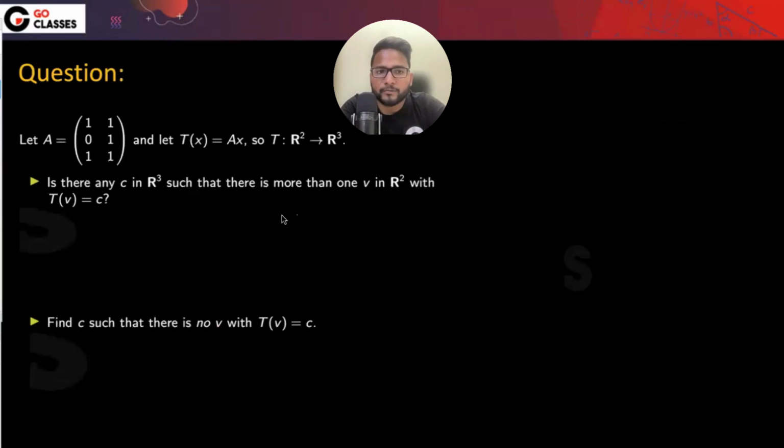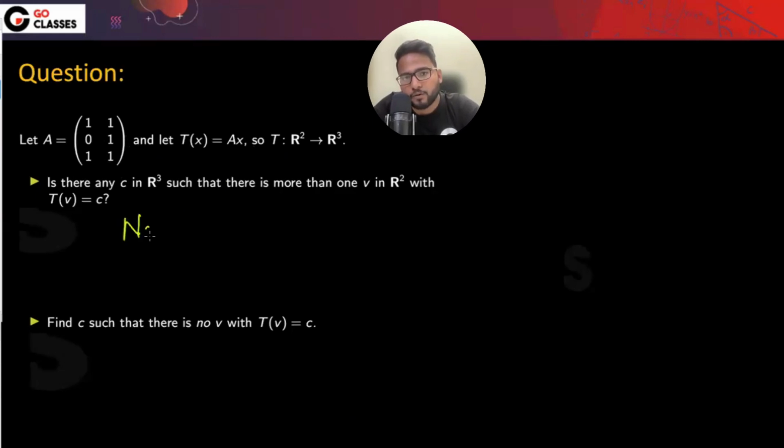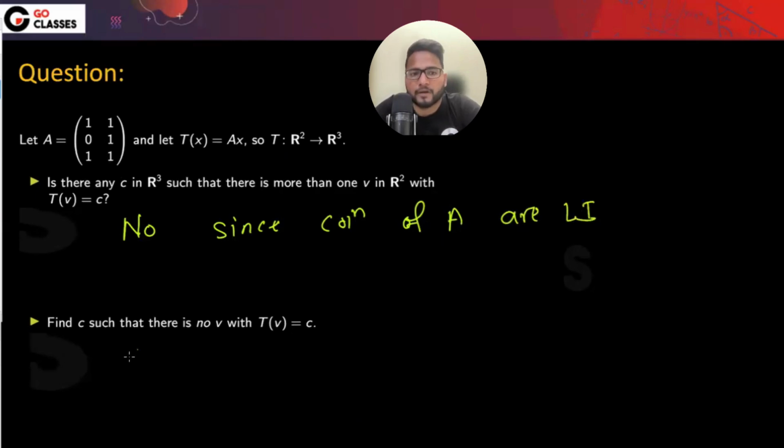Now let's do this quickly. What they're saying is, is there a C in R3 such that there is more than one V? You can just quickly tell me. For any C, will there be multiple solutions in this case? What do you think? No, right? No, since the columns of A are linearly independent.